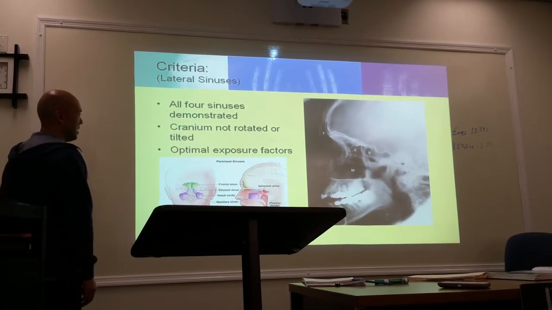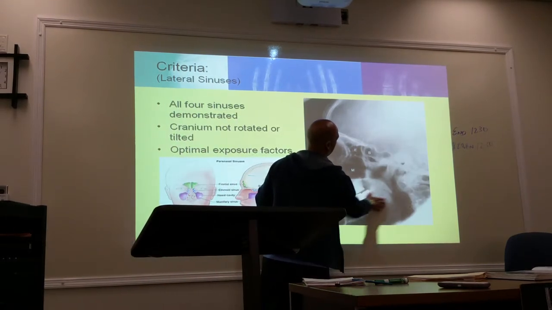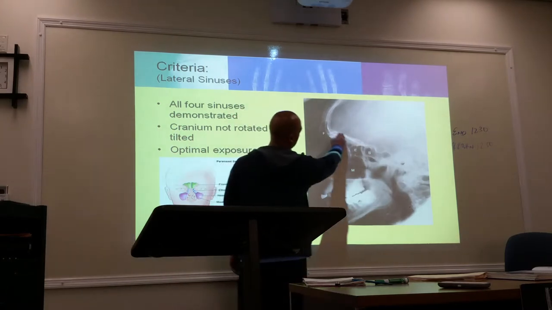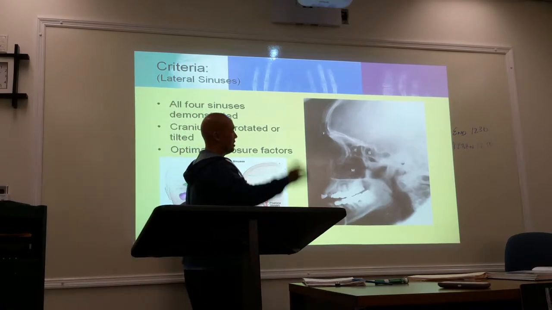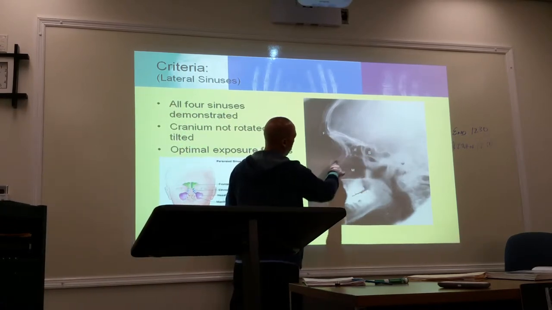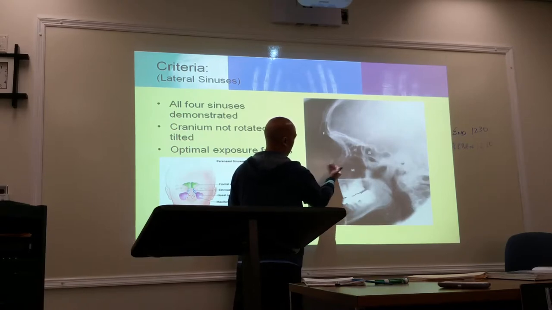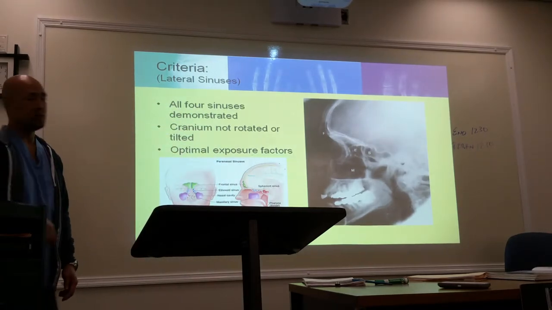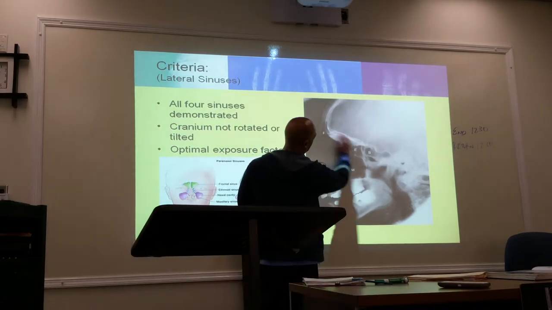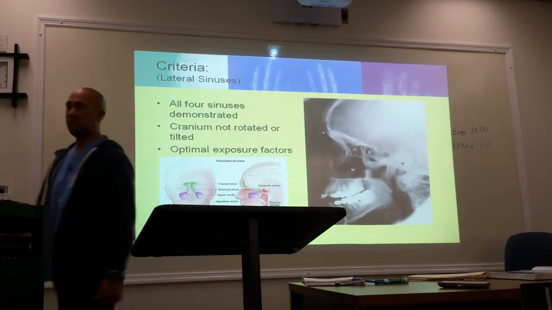Cranium not rotated or tilted. And again, to evaluate for true lateral, we're looking for just one single mandible. Okay. Orbital roofs should be superimposed. Right. And then we didn't mention this on the other slides, but your orbital ridges should also be as one. And then the maxillary wall on the maxillary bone should also look like one. So that's how you evaluate for any type of rotation or tilt. So we're looking at the mandible, the roofs, the ridges, and the anterior wall of the maxillaries.